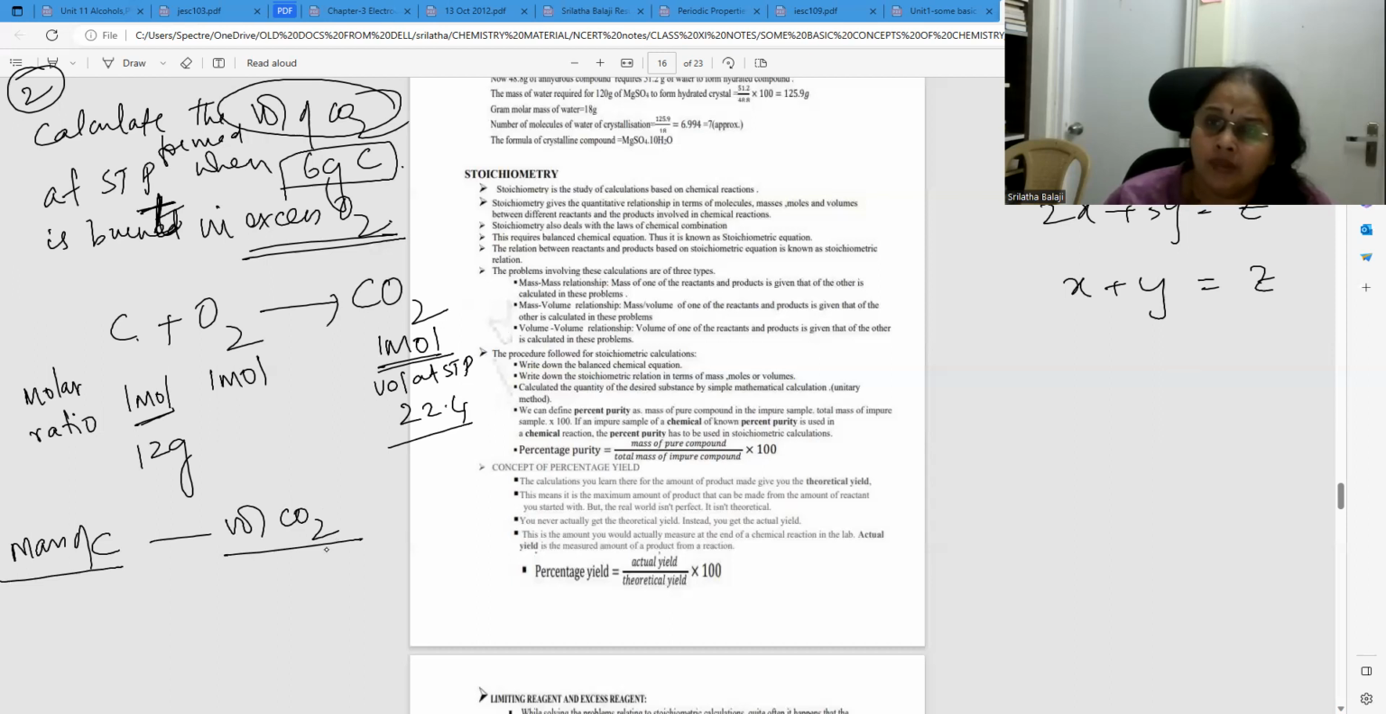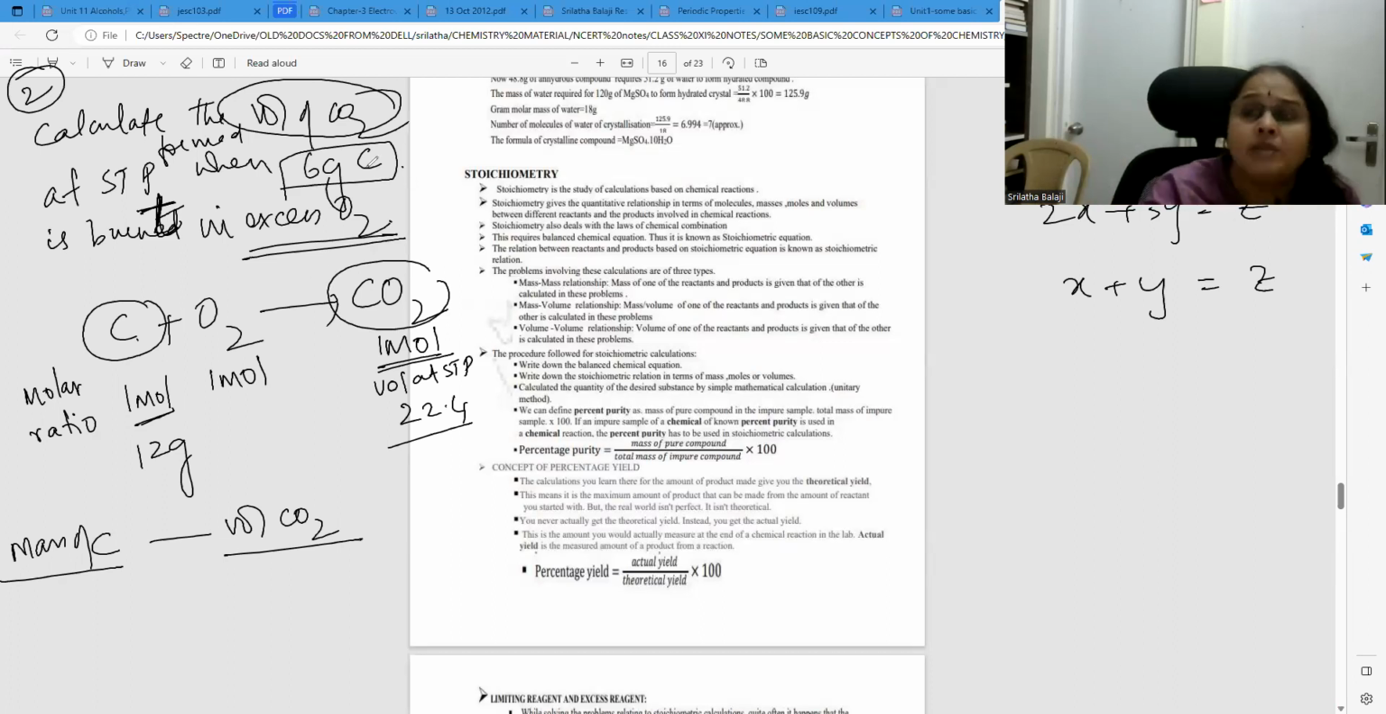So is there any use of 44 grams here? Tell me. No. We don't need that 44 grams anyway. Why? Because volume of CO2 is asked, it's not the molar mass. So unnecessarily don't bring in that molar mass of CO2 here. Identify the relation. The question is calculate volume of CO2 for the given mass of carbon. Are you getting it? So that's the mass volume relation.